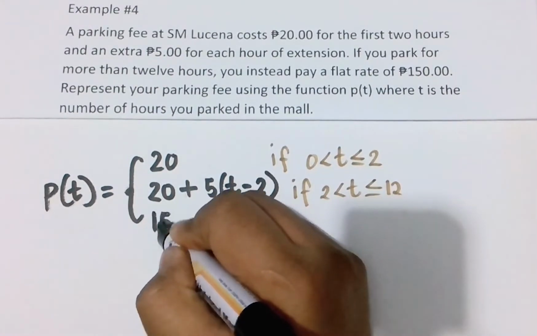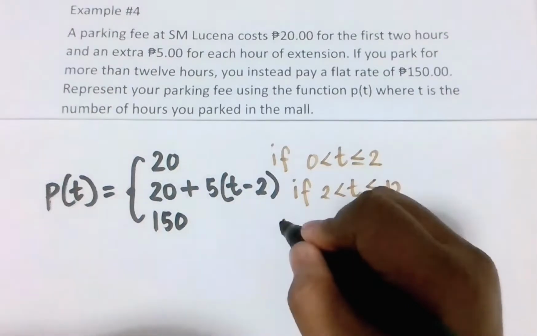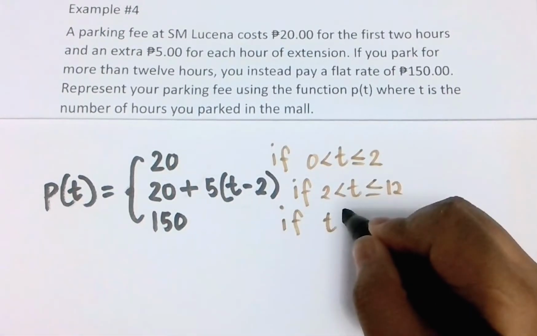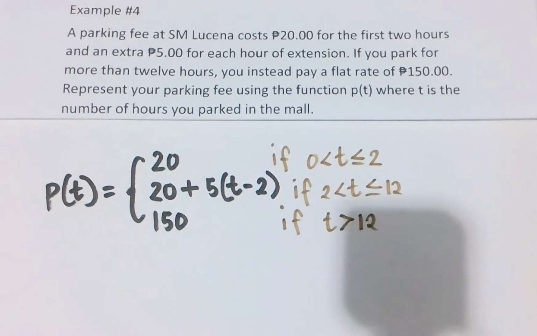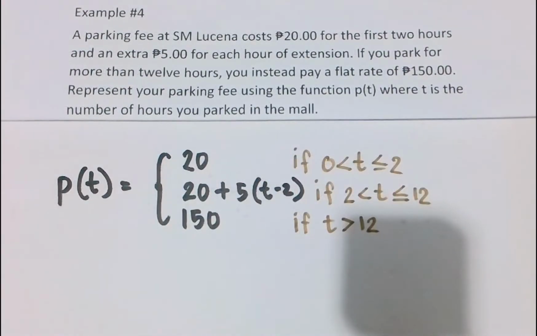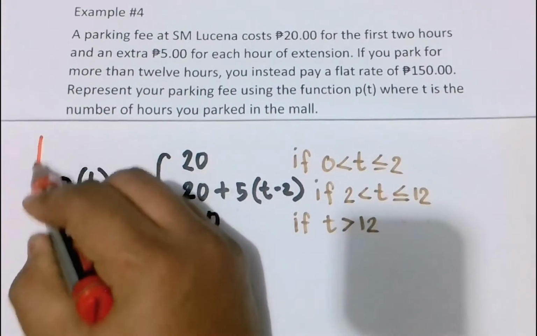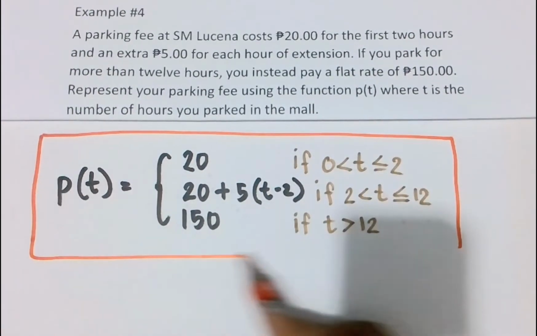That's flat rate. So, wala na tayong idadagdag. So, yan, 150 ang babayaran if T is greater than 12. Okay? So, meaning, 13 hours, 14 hanggang kahit umabot pa yung 24 hours, your parking fee is 150 pesos. And there you have it. So this is the piecewise function of this given example. Okay?